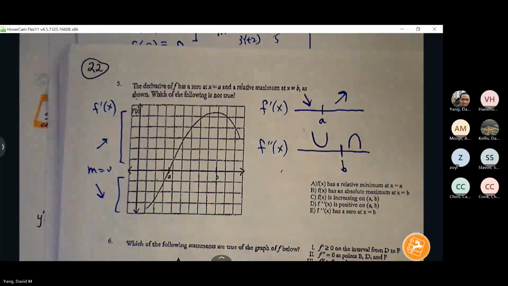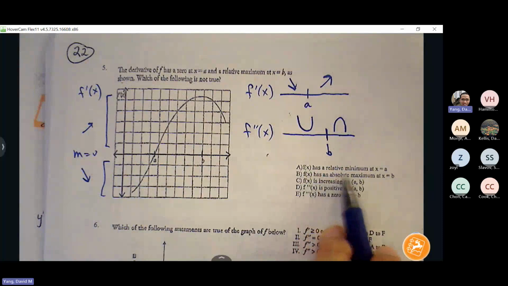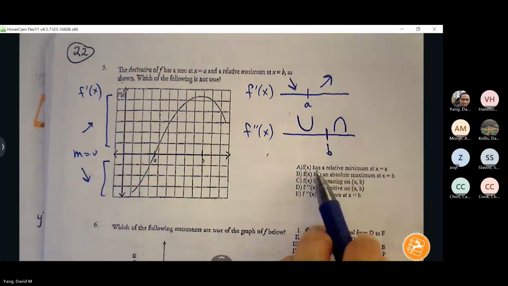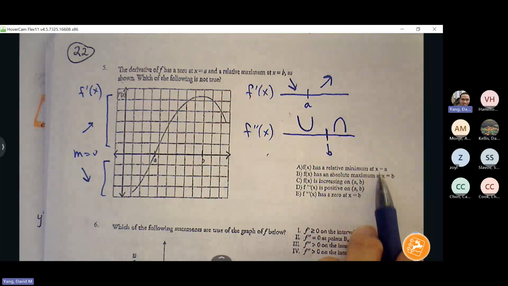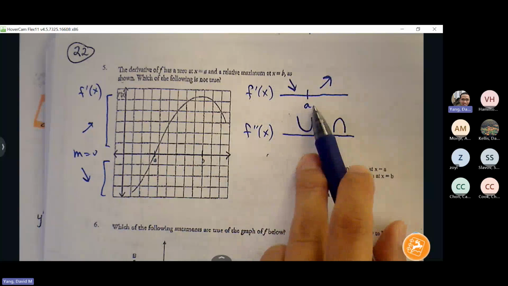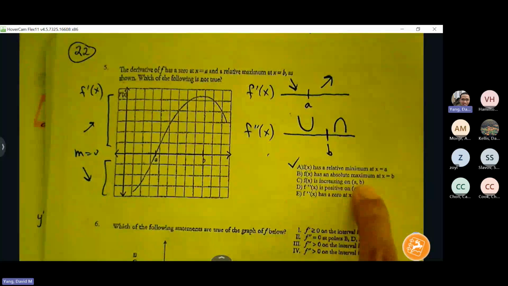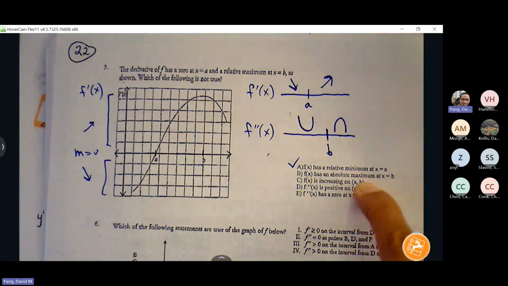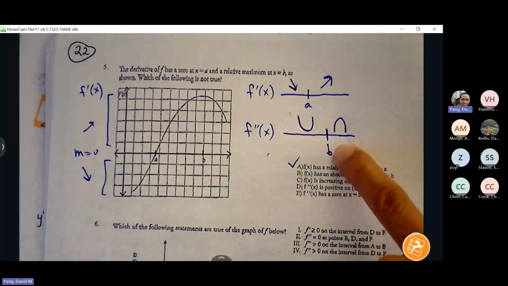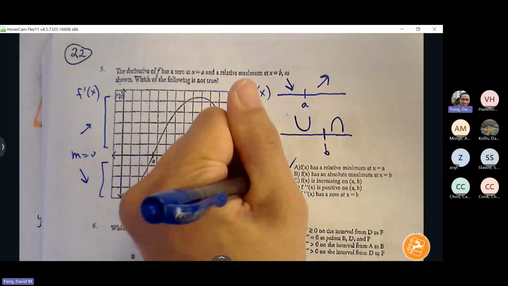Okay, so everything that we need is in front of us here. Let's see which of the following is true, which is false. F of x has a relative minimum at x equals a. Is that true? Yes. We see that the arrows are telling us that we can expect a relative min there. This is true. Absolute maximum at x equals b. That is not true. That's a point of inflection. A point of inflection is not going to be a maximum. It's just going to be a place where the steepness is going to change. This is definitely not true here.